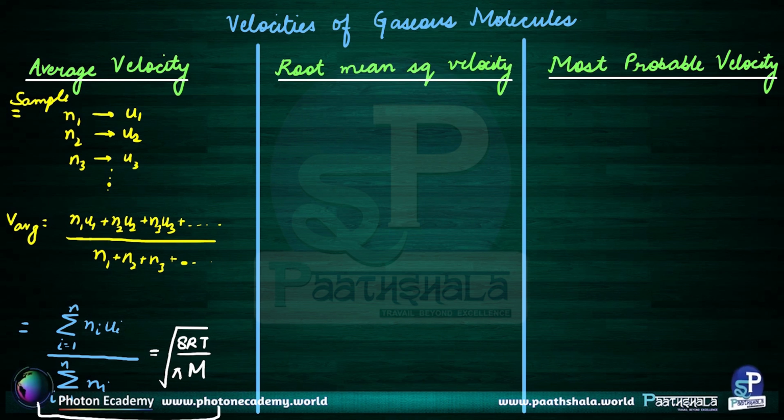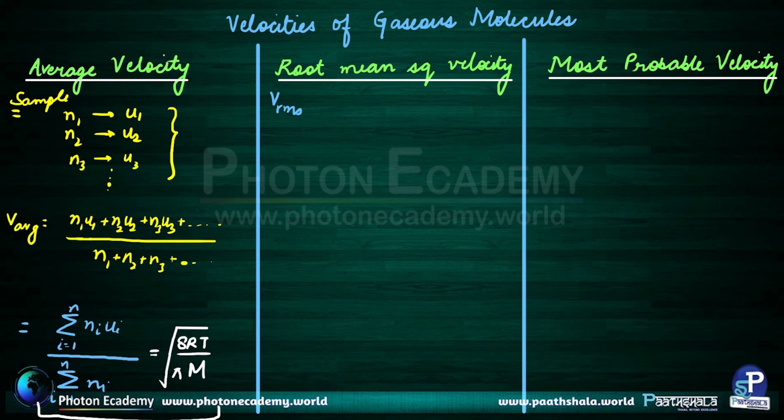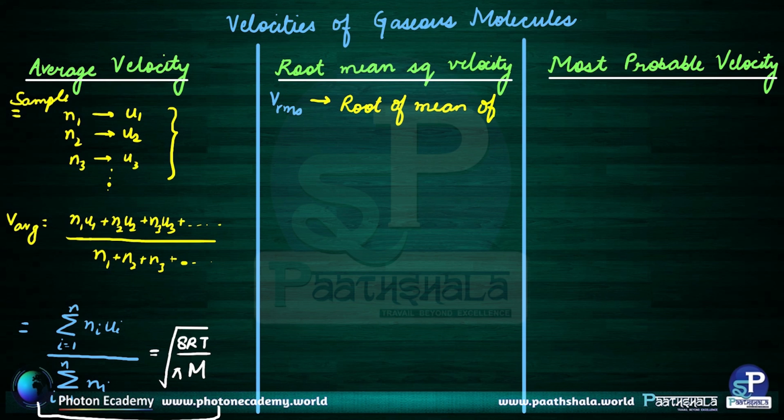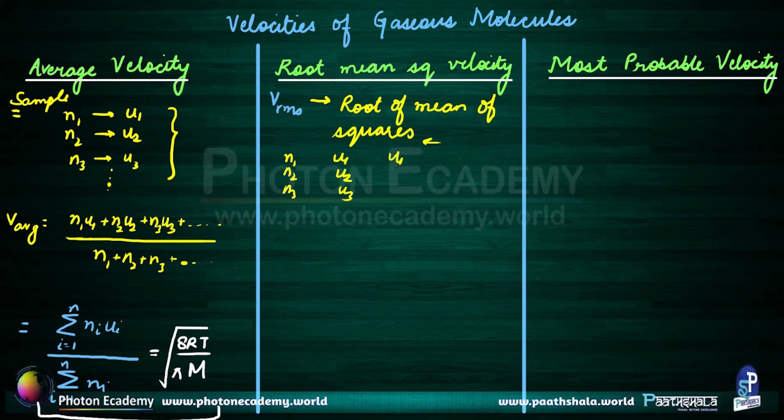Then we come to root mean square velocity, or what we were referring to as VRMS. The same conditions, the same sample. We'll first break the name root mean square so that we can understand what it actually means. Root mean square is the root of the mean of squares. We'll start from the back. Squares, first of all, the squares of the velocities. If n1 particles had u1 speed, n2 had u2, n3 had u3, the squares of the speeds will be u1 square, u2 square, u3 square, and so on.